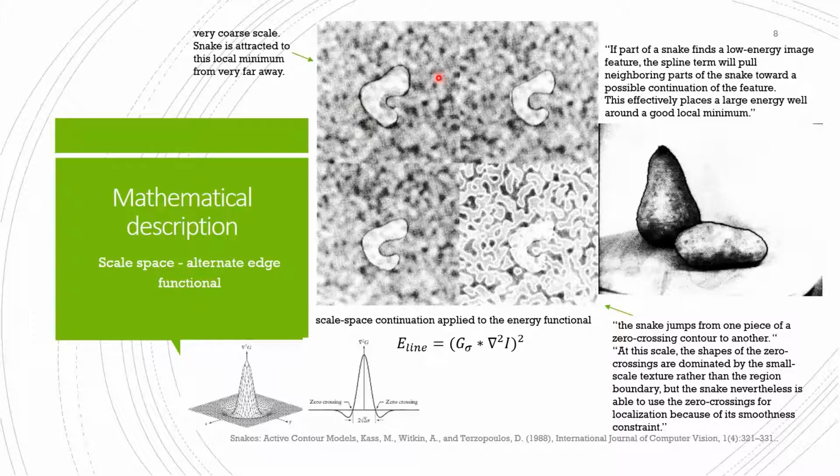And in this final image, the zero crossings are kept on top of the image. Zero crossings are also given here in this image. As you see, the snake jumps from one piece of a zero crossing contour to another. So this is the snake.